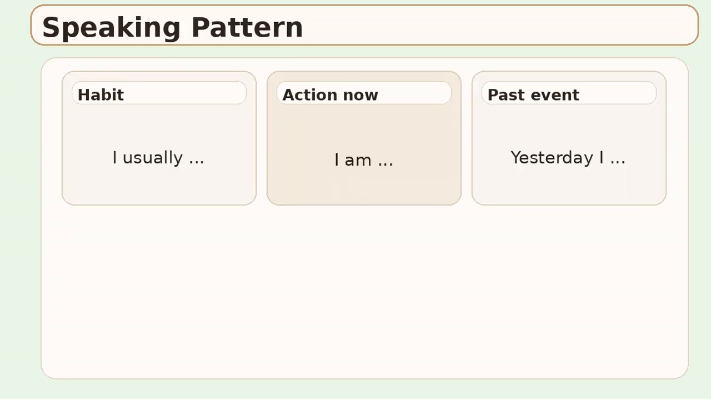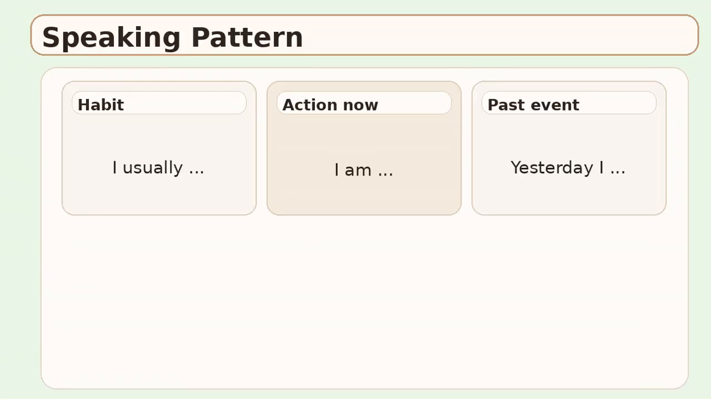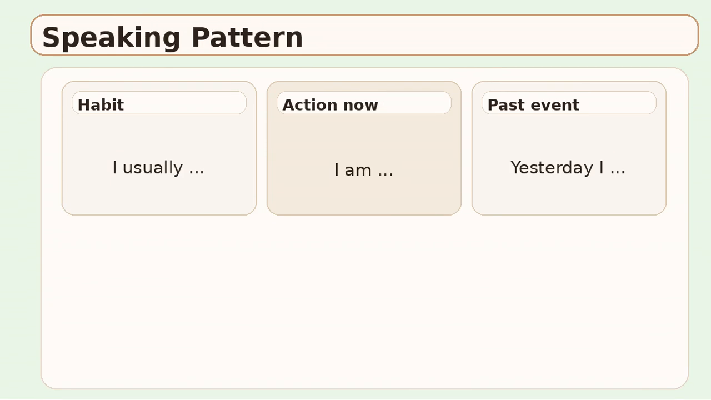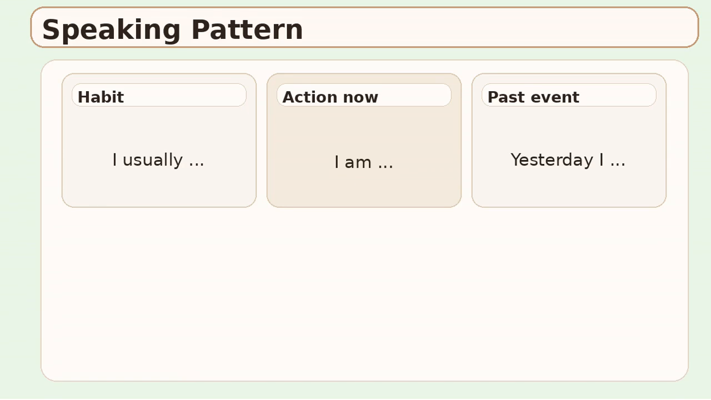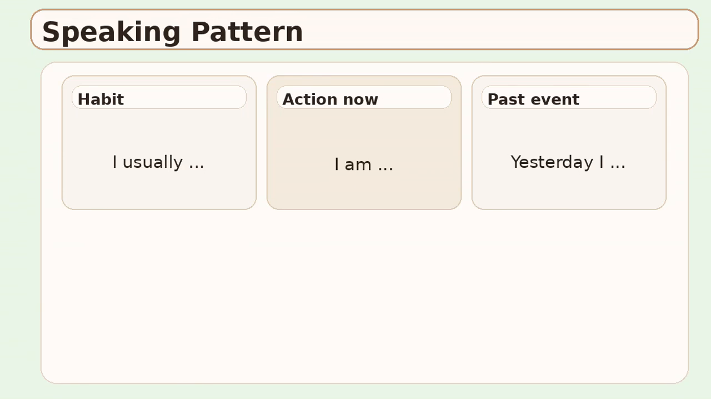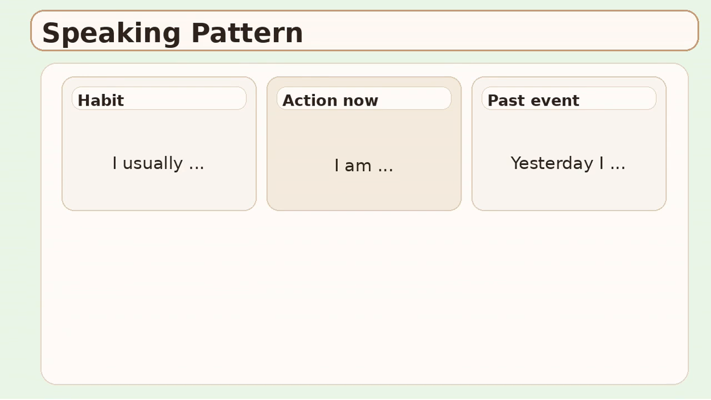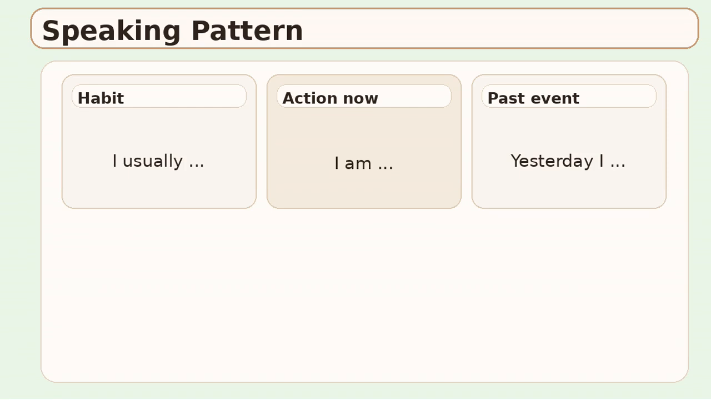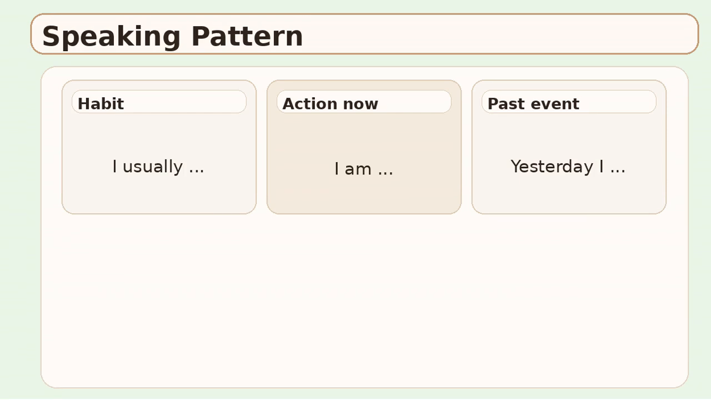These speaking patterns help you create your own sentences. I usually can begin a habit sentence, such as I usually wake up early. I am can begin an action happening now, such as I am studying grammar. And yesterday I can begin a past event, such as yesterday I met my friend. Using patterns like these makes speaking more natural, fluent, and confident.